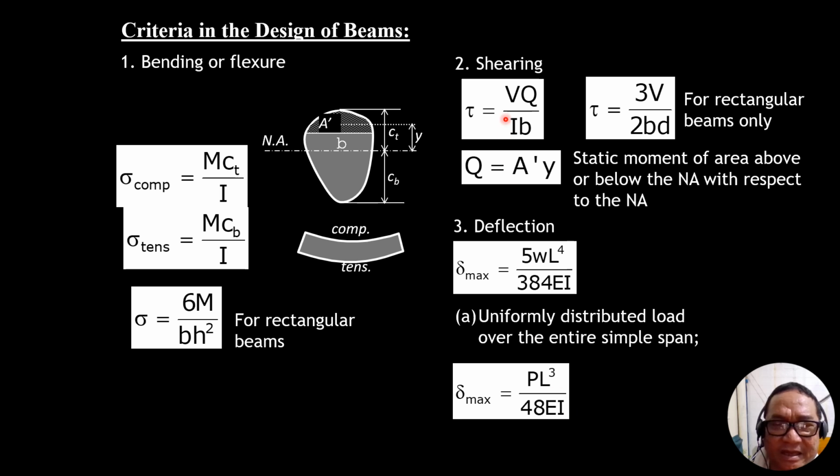Remember that in these formulas, to maximize the values, M and shear should be maximum. In this formula, simply supported with supports at the ends, and for the case entirely uniformly loaded, it is 5wL to the fourth over 384EI. When the concentrated load is acting at the center or midspan, it is PL cubed over 48EI. So I hope you can remember that.